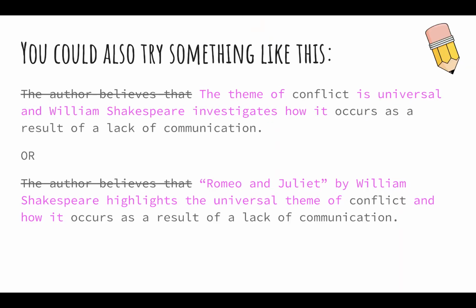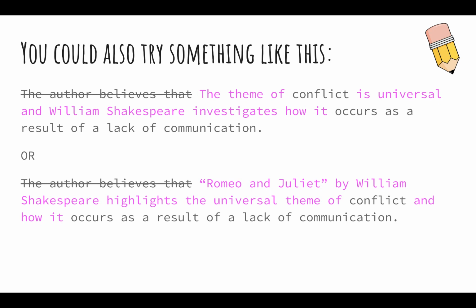All right, here are a couple of other ways that you can turn your thematic statement into a topic sentence. So again, the thematic statement is the author believes that conflict occurs as a result of a lack of communication. I've changed that into a topic sentence by adding in keywords from the question like universal, as well as the name of the author. The theme of conflict is universal, and William Shakespeare investigates how it occurs as a result of a lack of communication. Or you could try something like this.